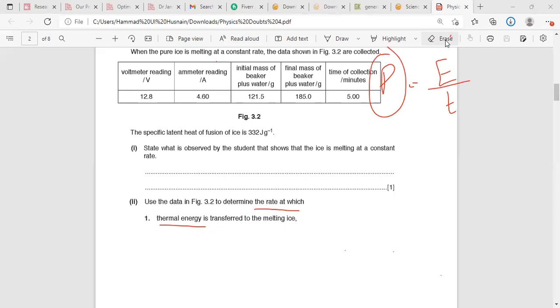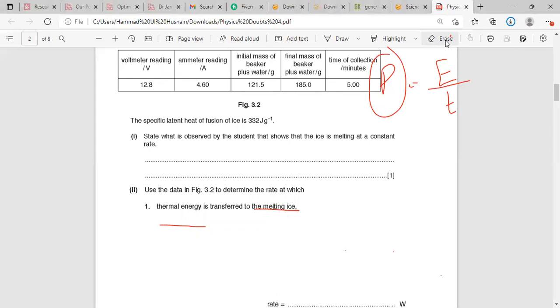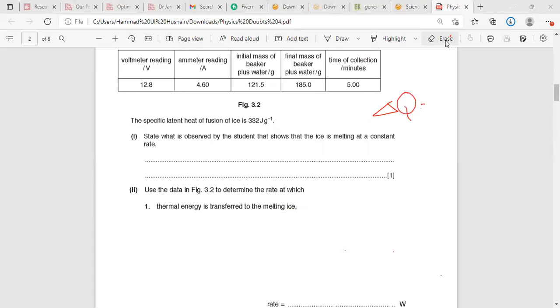So if we can find out the total energy and then divide it by the time, we can find out how much thermal energy is being transferred, right? So how can we solve this question? Basically, in this question, we are given the initial and final values of masses. We know the formula for the latent heat of fusion: delta Q is equal to delta m L.